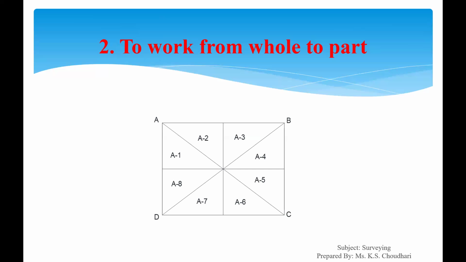Here the large area is A, B, C, D, and we divide it into a number of triangles. You can see there are 8 triangles: A1, A2, A3, A4, A5, A6, A7, and A8. If there is an error in A1 portion, then it will not affect the A2 or A8 portion. This is the meaning of this principle.